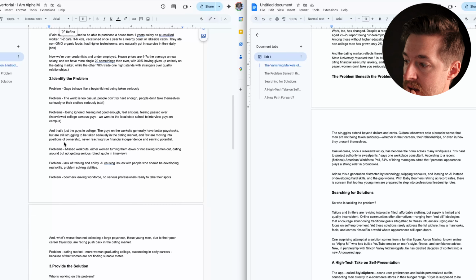Tailors and thrifters are reviving interest in fitted, affordable clothing, but supply is limited and quality inconsistent. Online communities offer alternatives ranging from red pill ideologies that encourage abandoning traditional goals altogether to fitness influencers urging men to focus on self-improvement. Yet these solutions rarely address the full picture, how a man looks, feels, and carries himself in a world where appearance still opens doors. One surprising attempt at a solution is coming from a familiar figure, Aaron Marino, known online as Alpha M, who has built a YouTube empire on men's style, fitness, and confidence advice. Now in partnership with Silicon Valley technologist, what did I even say?